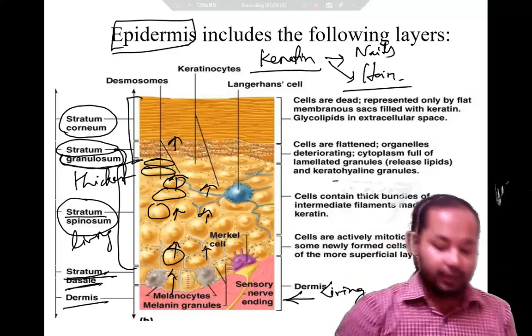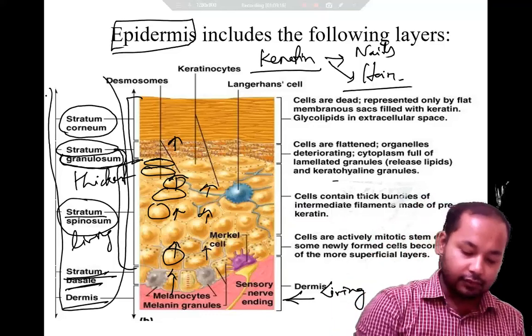finally stratum corneum. You need to remember all these layers.